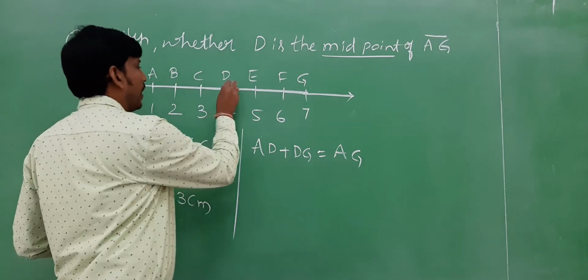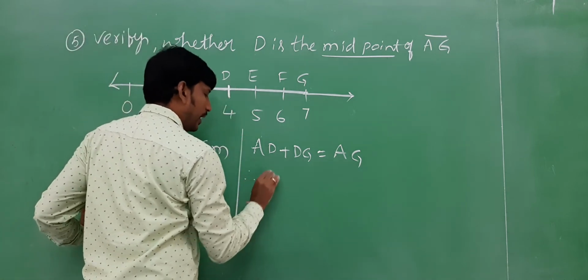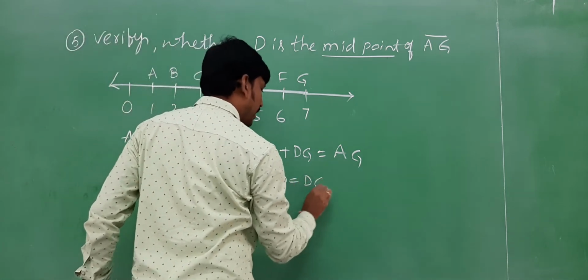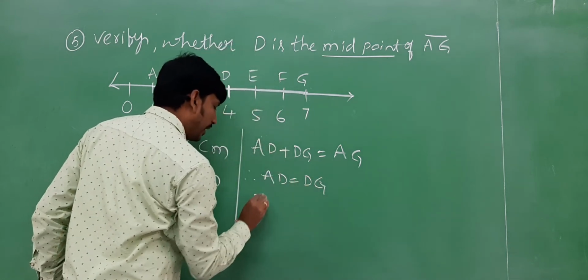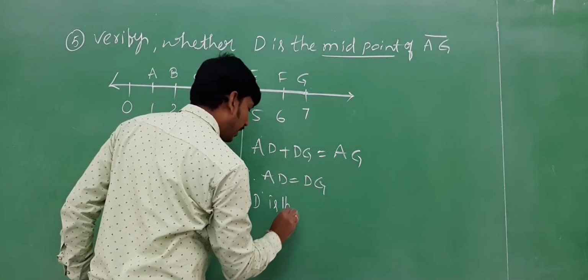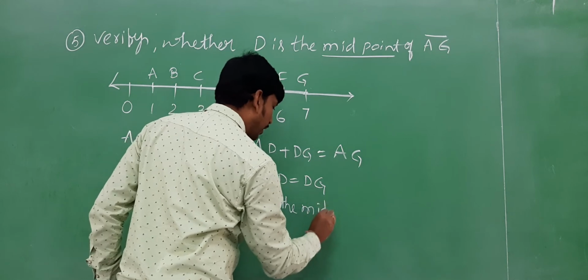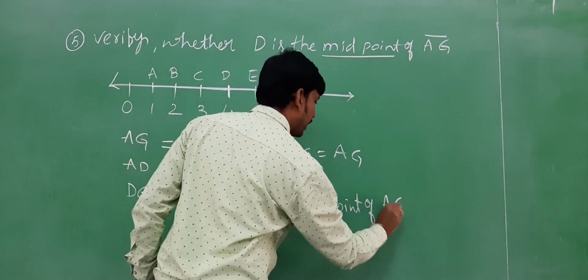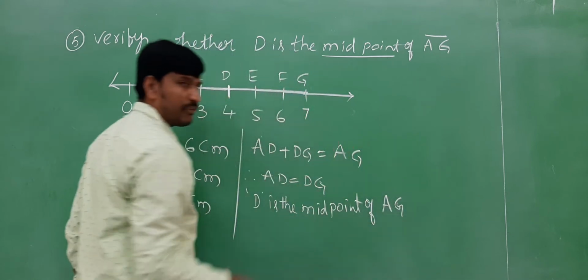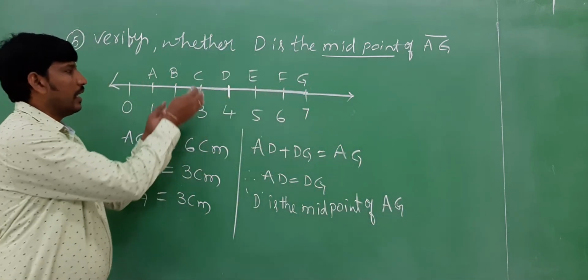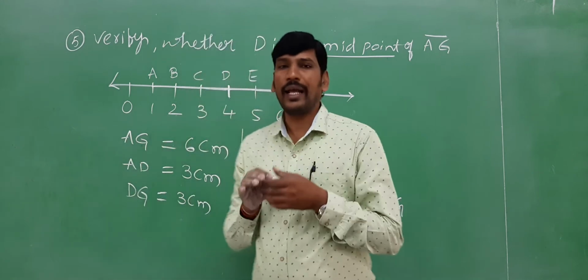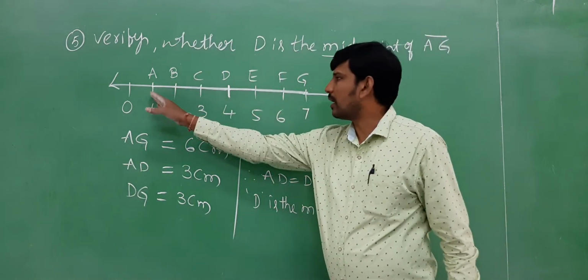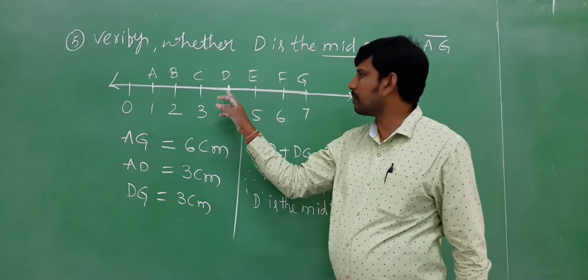So, therefore, here AD is equal to DG. Then D is the midpoint of AG. Okay, midpoint of AG, because here D is exactly in the middle of AG. Exactly, it is a midpoint.